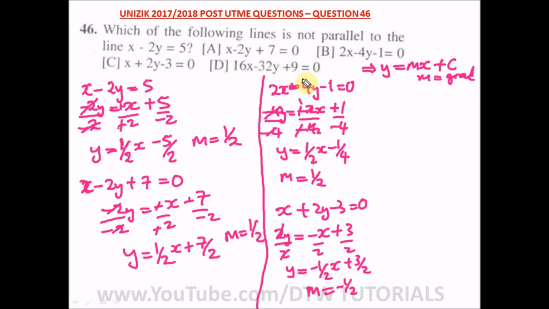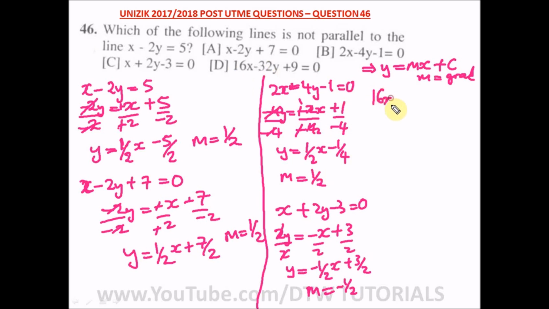Let's check also the last option. If I was in the exam hall, for instance, I would quickly just tick this option and go to the next question. But let's still confirm. If you don't have enough time on your hands, you can just quickly tick this as your answer and move forward. But let's confirm this last option.